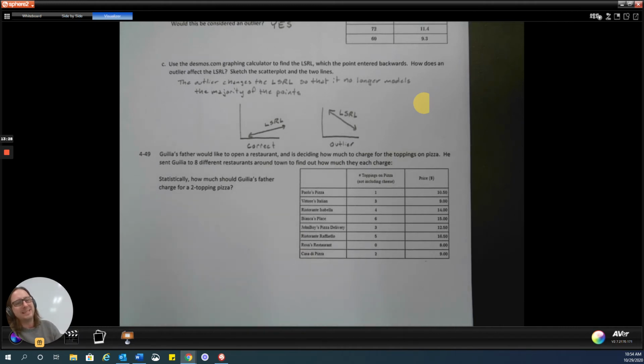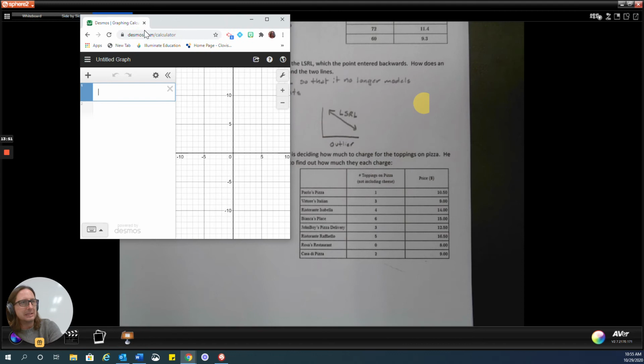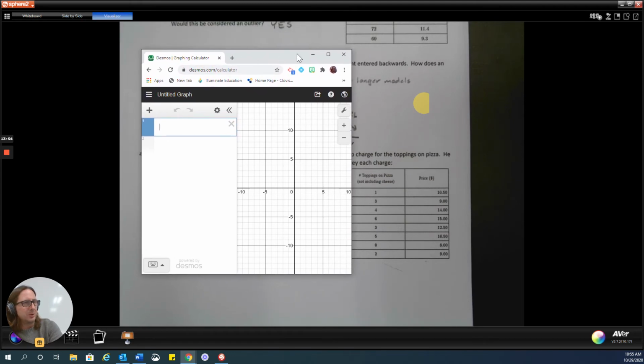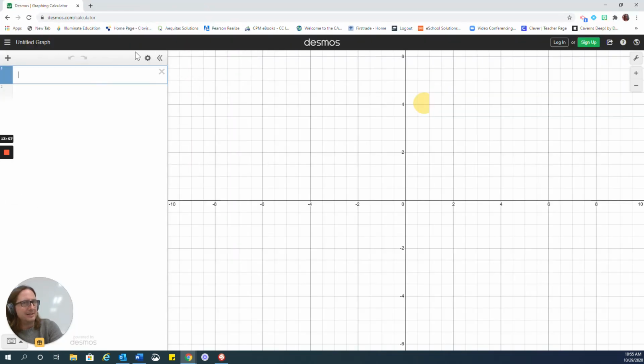Now, he can charge whatever he wants, but if we want him to be in line with what everybody else charges, we should probably make a mathematical model to find out what a good price for a 2-topping pizza is. If only we knew how to make a mathematical model. Oh, yes, we do. We have the LSRL, the least squares residual line. So let's pull out Desmos and put in this data to see what kind of line we should have. So let's add an item, pick table, X1, Y1, that's fine.